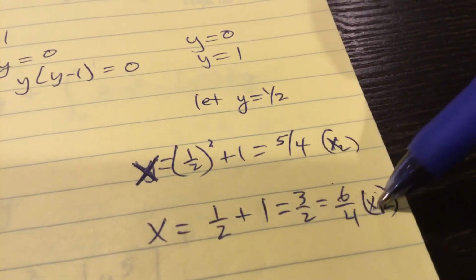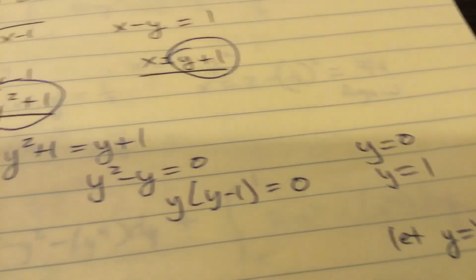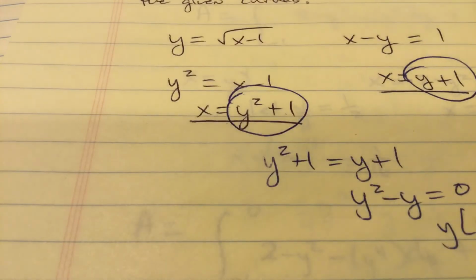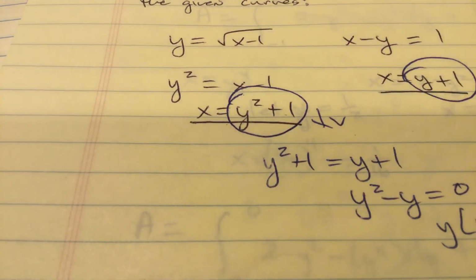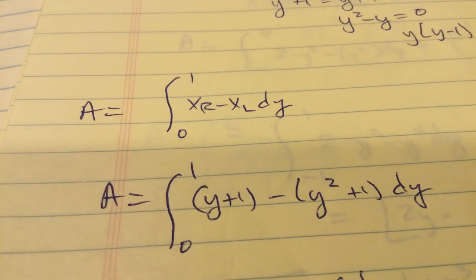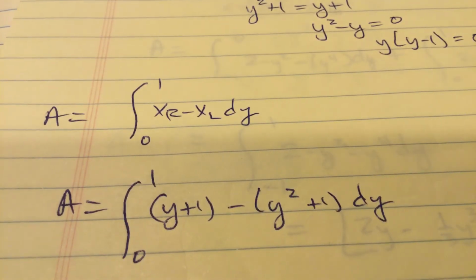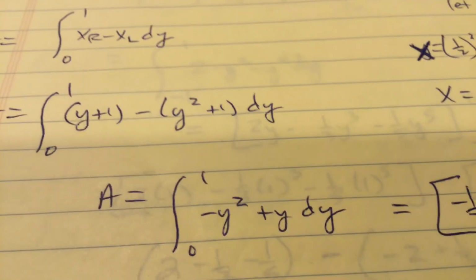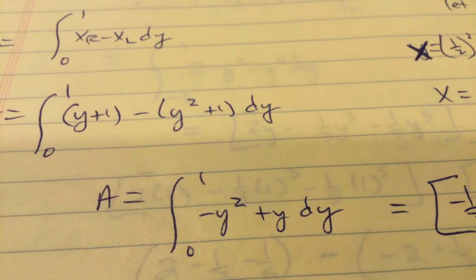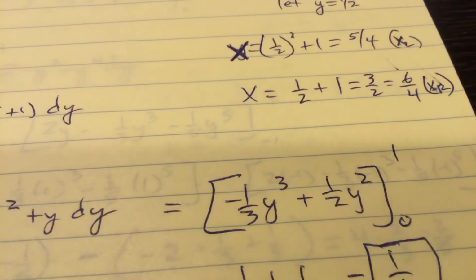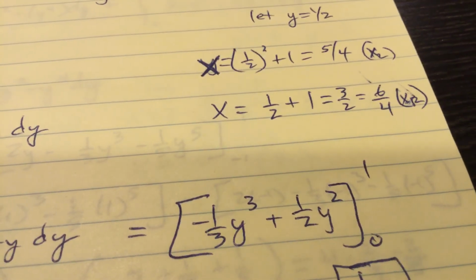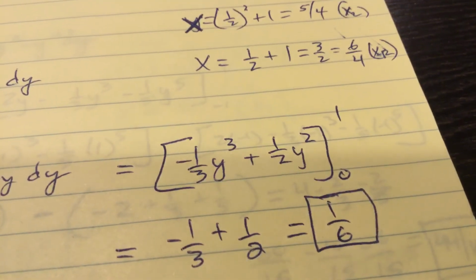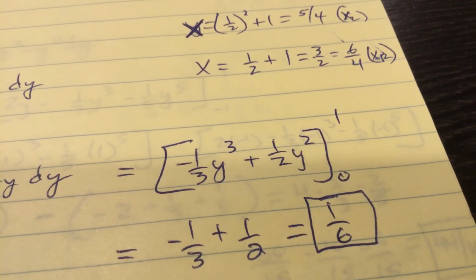So the second one, which is right here, is x right. This is x left. And here is my integral. x right minus x left. Clean that up a little bit. Negative y squared plus y dy. Bounds from 0 to 1. 1 power up divided by the new power. And then you only have to really just plug 1 in. Negative 1/3 plus 1/2 is 1/6. The area is 1/6.